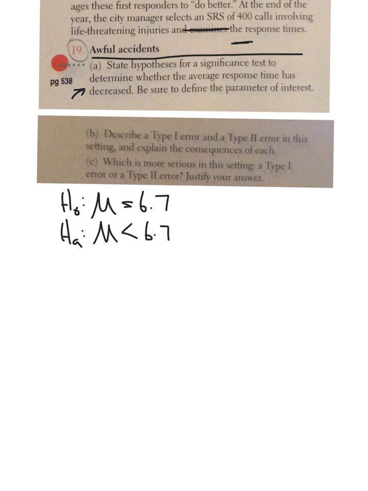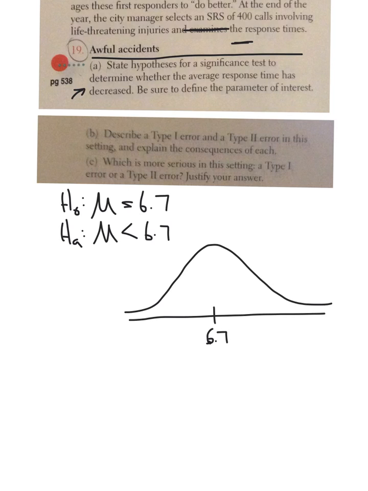So let me draw a picture. It always helps me to draw a picture of what this looks like. We're going to say that our average response time is 6.7. They don't talk about an alpha level, but let's just say we have something over here. Now let's talk about a type 1 error. What does that mean? At the end of the year, there's either no change, remember I say that a lot, or they did get better.